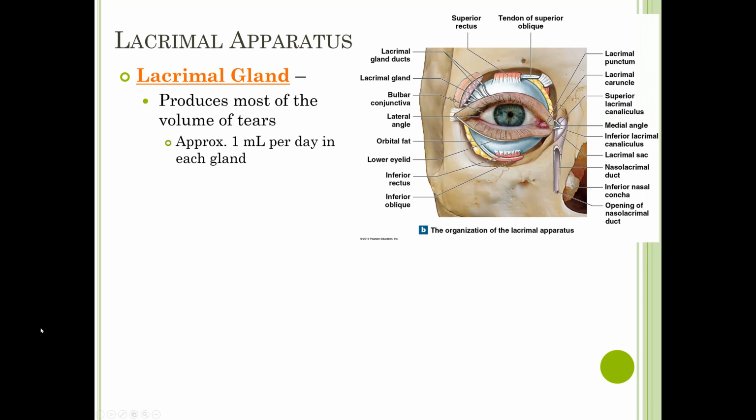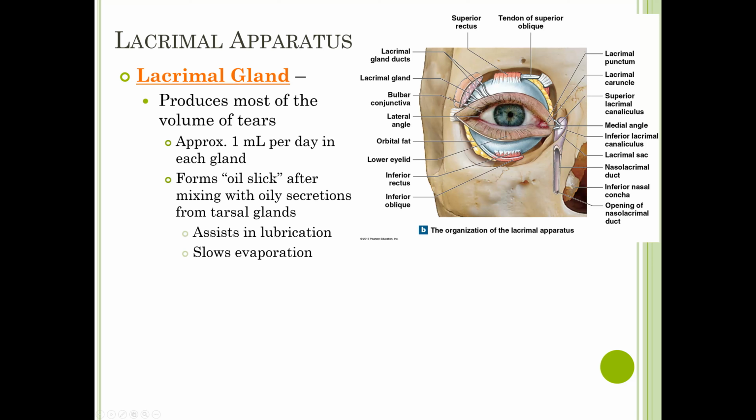So let's look in more detail at the lacrimal apparatus. So tears are produced by what's called the lacrimal gland, which is an almond-shaped gland at the lateral upper corner of each eye. So you have two lacrimal glands, one on each side. The lacrimal glands produce the largest volume of your tears. Each gland makes approximately 1 milliliter of tears per day. Now that is if you don't cry. If you actually have a crying fit, they're going to produce a lot more.